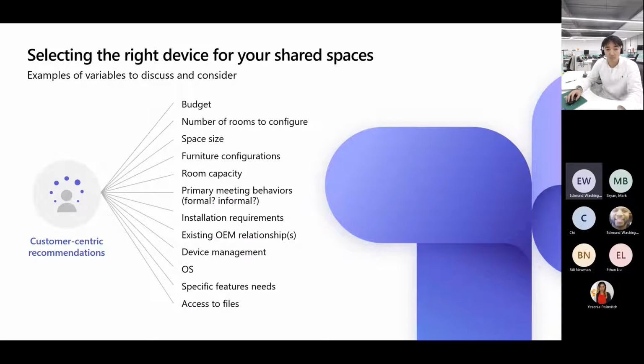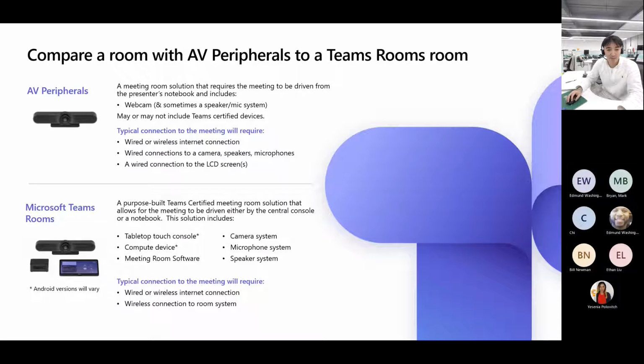While we don't have time to go through all of the hardware options that we have, these are some of the variables that we will go through when deciding what device is right for you. From budget to room size to furniture considerations, we take the time to ensure we're working closely with you to ensure that we're making the best recommendations for every room that you have in scope.